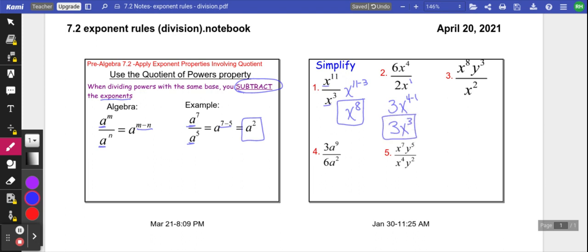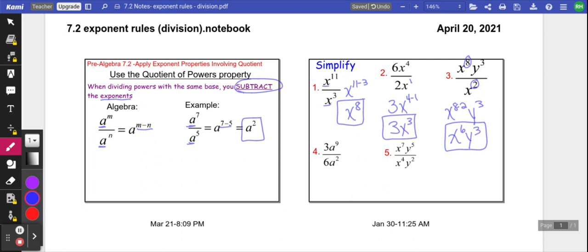Okay. Here you have more than one variable, but we're still going to do like terms only, or like bases. So this would give me x with 8 and 2 here. So x to the 8 minus 2, and then we have y to the 3rd. So simplified, x to the 6th, y to the 3rd would be my answer. Okay, so when we multiply, we add. When we divide, we subtract.